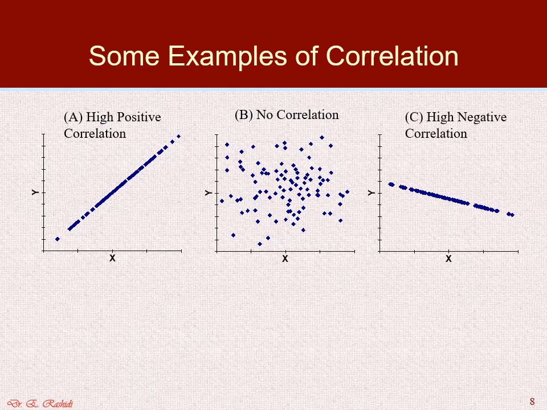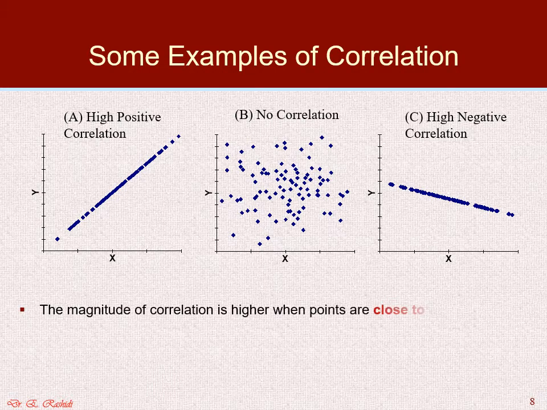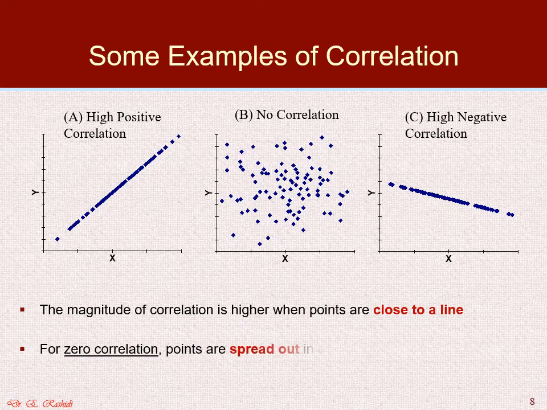And this one shows an example of correlation between x and y, which is negative and also -1. It's a perfect negative relationship because all data points fall on a perfectly straight line here. So the magnitude of correlation is higher when the data points are close or concentrated around the line, as we see in example A and example C. And when we have spread out and dispersed data points, then the correlation would be either 0 or a very small number.